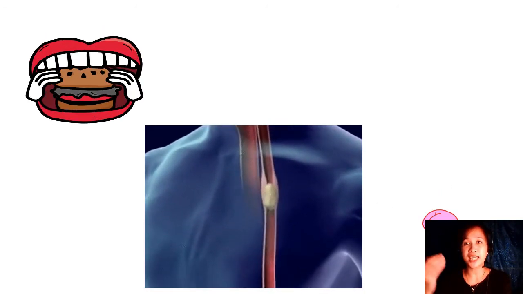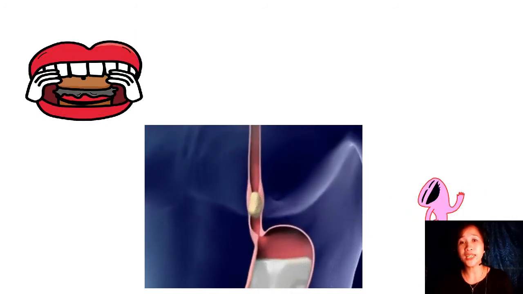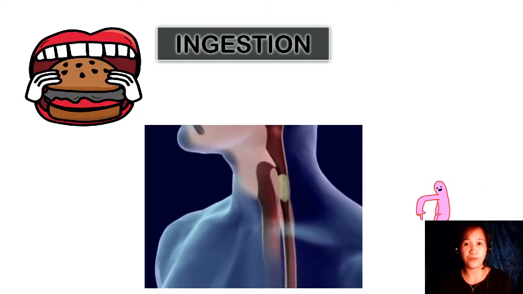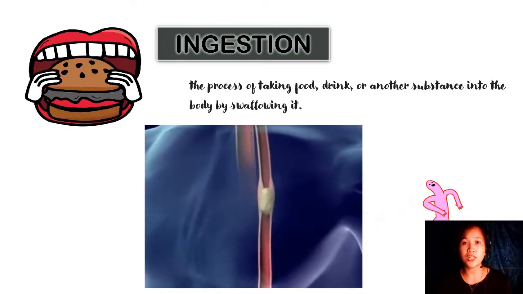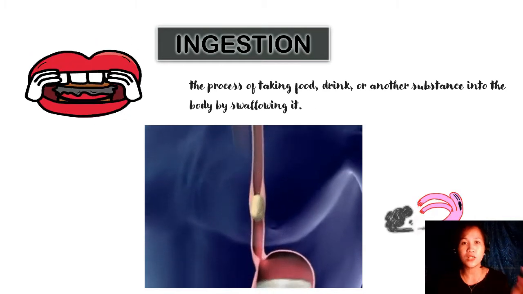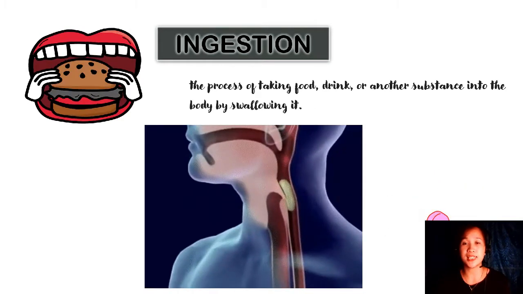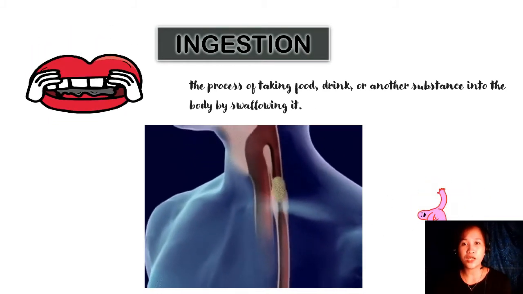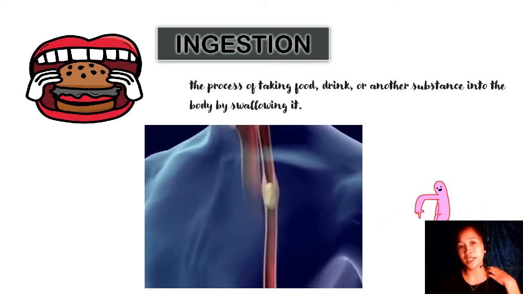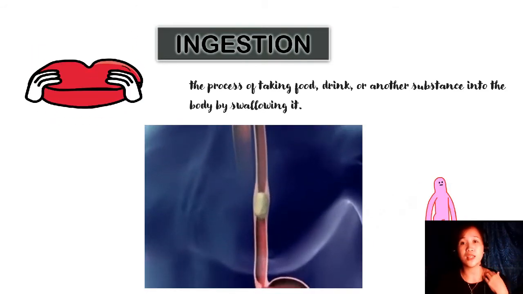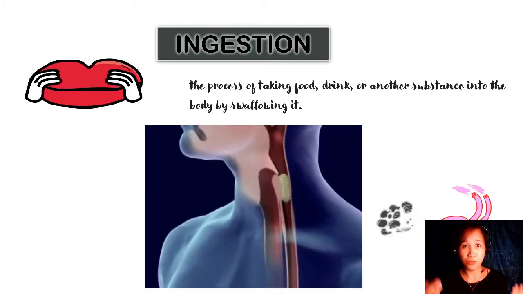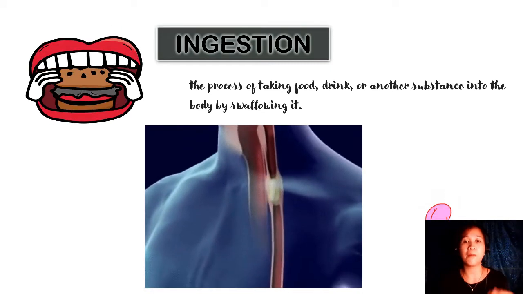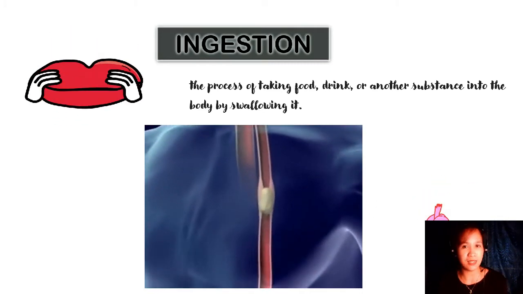The process of taking food, drink, or other substances into the body by swallowing it is what we call ingestion. The food is broken down into soluble molecules and is moved rhythmically by the smooth muscle in the walls of the digestive system. The muscle contractions in the esophagus help move the food down to the stomach by the process called peristalsis.